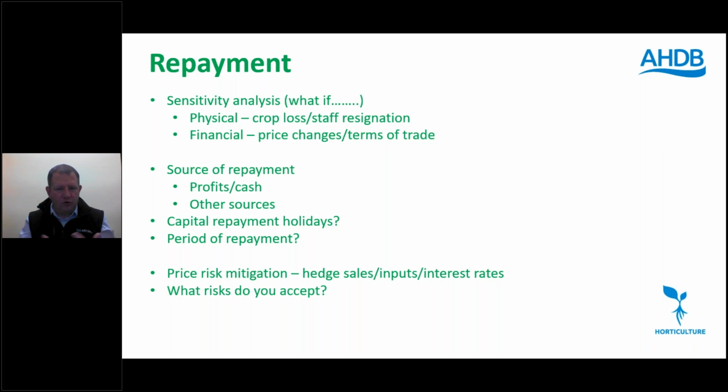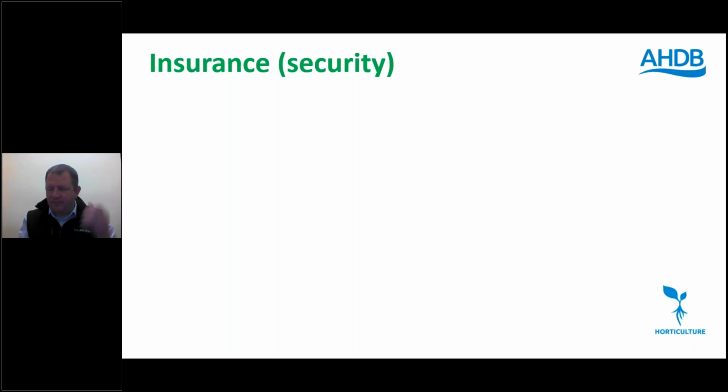What risks do you want to accept? Can you hedge your sales? Can you cover off your input costs? Can you fix interest rates? Can you hedge your currency? Again, for you to decide what risks you want to accept. And the bank might actually ask you some questions around that, depending how tight they feel that might be.